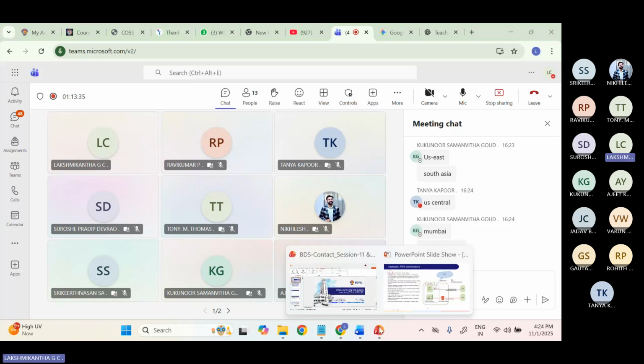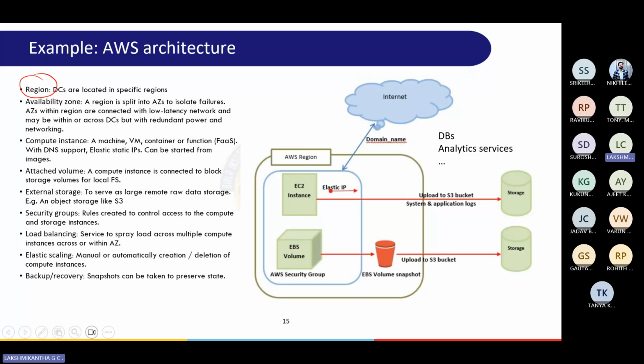Okay, so that is regions. I think you are all aware of this. And the next one is availability zone. The second one is availability zone. We can call it AZ also. Guys, a region is split into multiple availability zones.